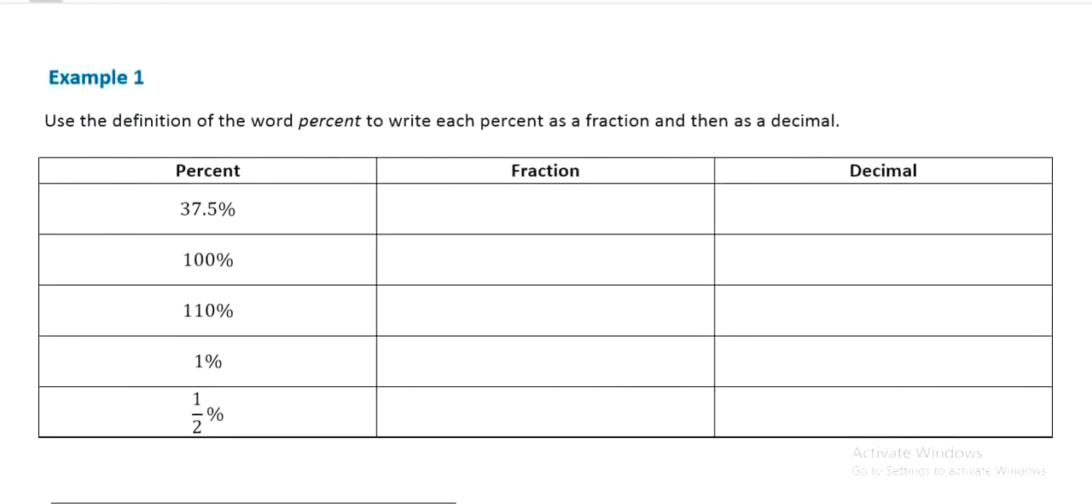So before we get into actually doing that though, we should understand what the word percent means. It says use the definition of the word percent. So that definition is that a percent is a part out of 100. I'm going to underline that because that is important. Percent always has to do with the whole of 100. So what does that mean?